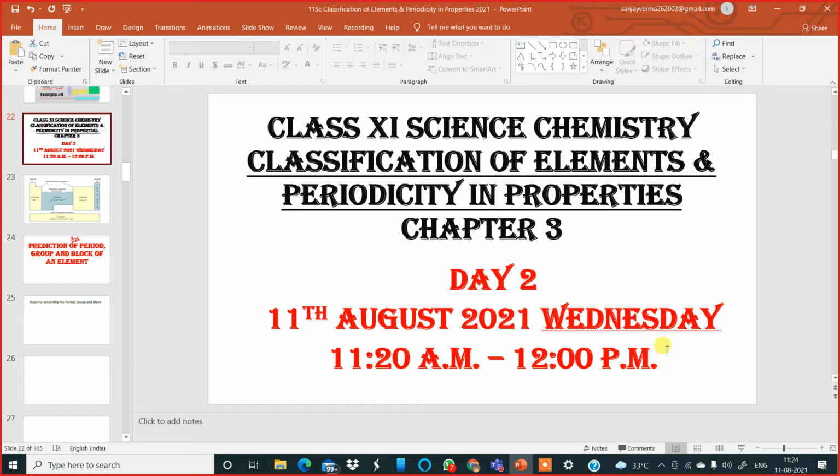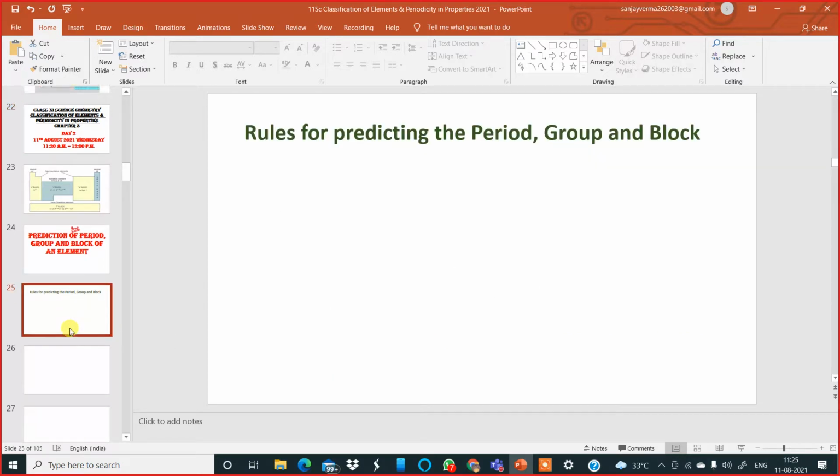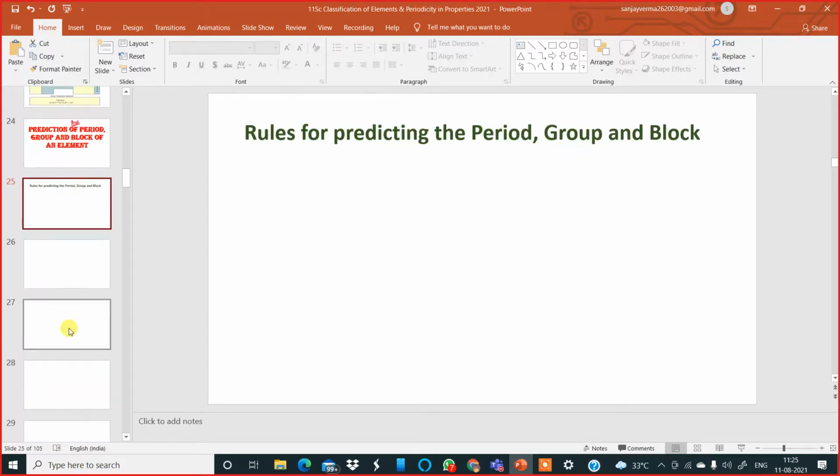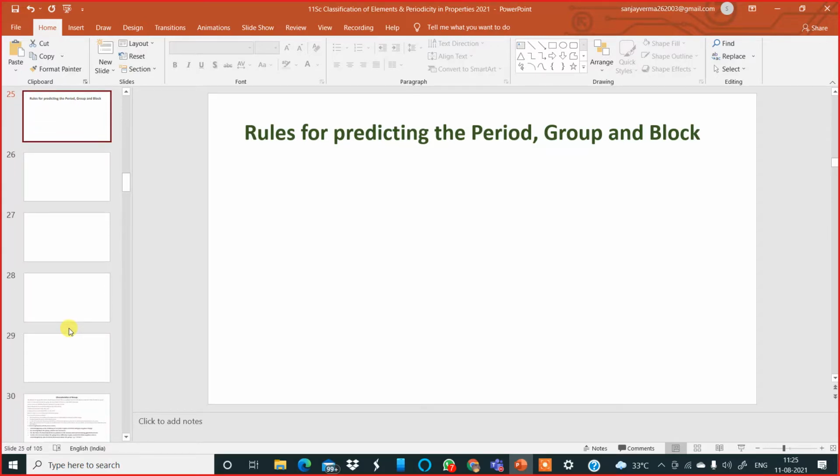Now, in the previous class, I had given some examples of how to predict the period, group, and block of elements. Today, before going directly to predicting the periods, groups, and blocks, I would like to first give you the rules for predicting the group, period, and block. Please pay attention.